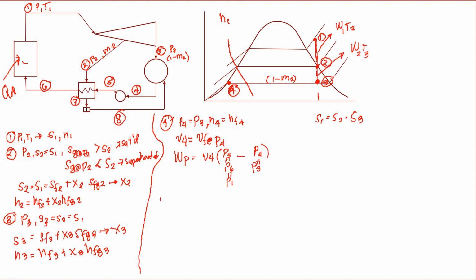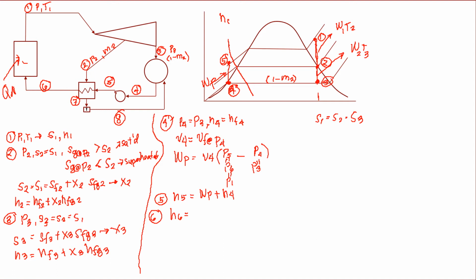Now at point 5, H5 is just equal to work of the pump plus H4. At point 6, H6 is just equal to... okay, this is your point 5 here. If we illustrate that here, this is your point 5, this one. It was exaggerated, so don't get confused. We're applying work of the pump here, so it increases the pressure equal to 5 and equal to 6.